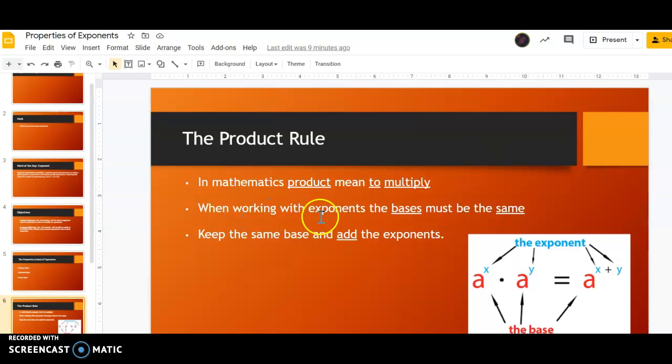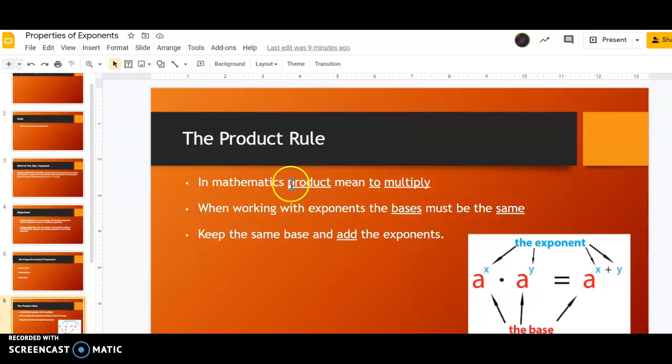The first one, the product rule. In mathematics, the word product means to multiply. So if you're asking what is the product of 2 and 3, you're asking what is the multiplication of 2 and 3. So product means multiply. Working with exponents, we have that bottom number, which is called your base. In the example over here to the right, the a's are the bases, and the x and the y are exponents.